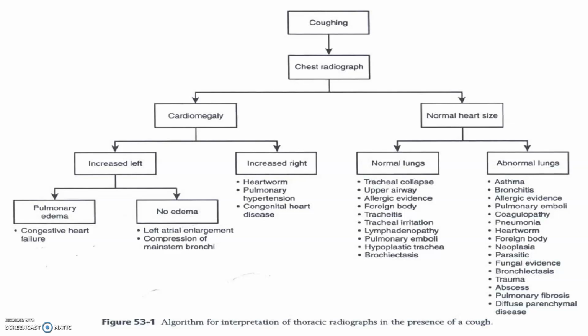Whenever we get the clinical sign of cough, first we have to go for a chest radiograph. To obtain a chest radiograph, we can go for diagnostic imaging. Whenever we go for radiography, we should take at least left lateral and right lateral views, and according to the severity or intensity of the cough, we can choose either a DV view or a VD view.